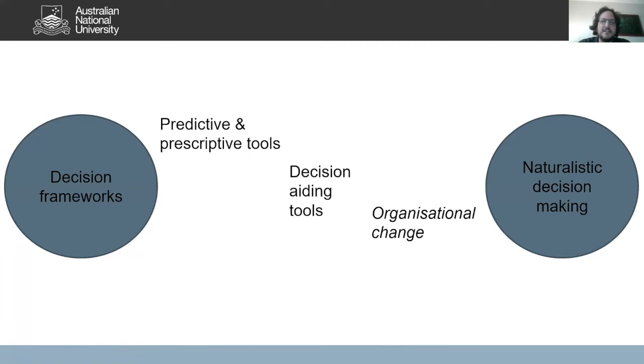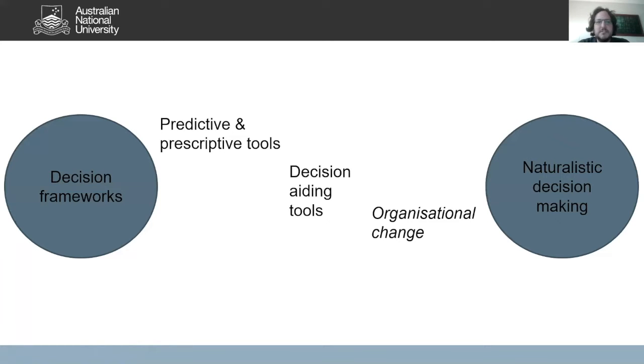And so the starting point is this idea that there's actually a big gap between what decision frameworks tell us we should be doing and how decision making is actually done in practice. And part of that is deliberate, that we have predictive and prescriptive tools that tell us how decisions should be made. And we say, well, we should be able to do better than what actual practice is.